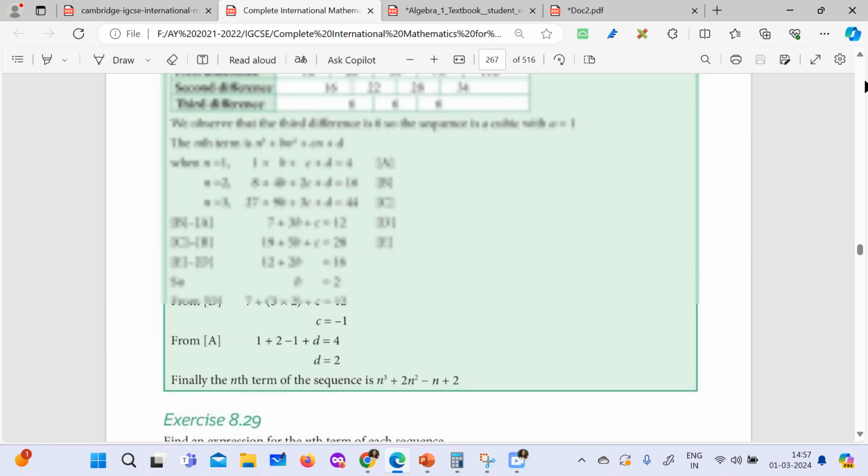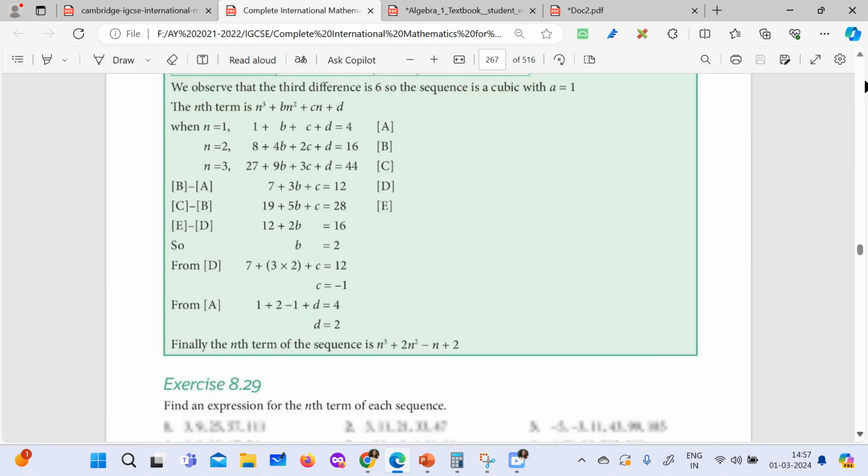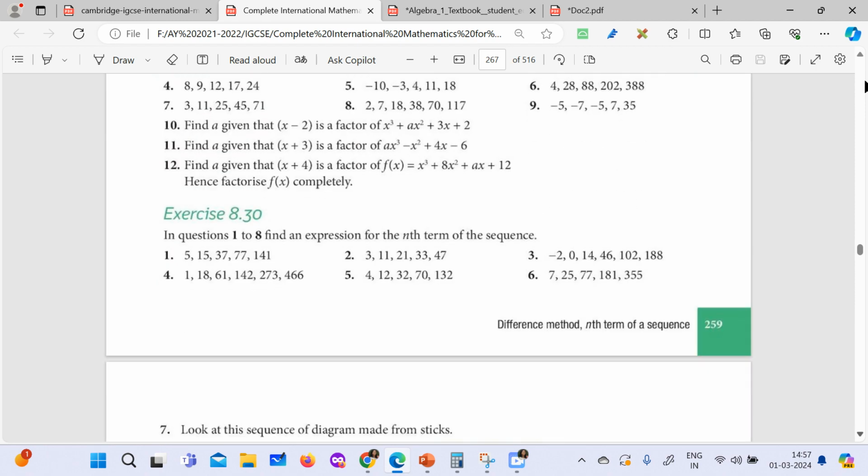Okay, let me try this one. Shall we do this? Which one do you want to do? Okay. Any. Let's go with this.